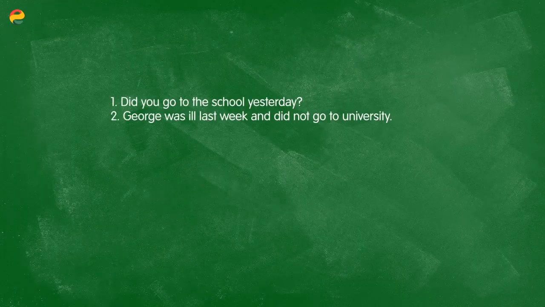So let's look at how this works in two examples. In my first example, if I say, "Did you go to the school yesterday?" I have a specific school in mind. Maybe you needed to deliver papers or meet with one of the teachers. But I'm asking you, did you go to the school? I'm asking about your trip.